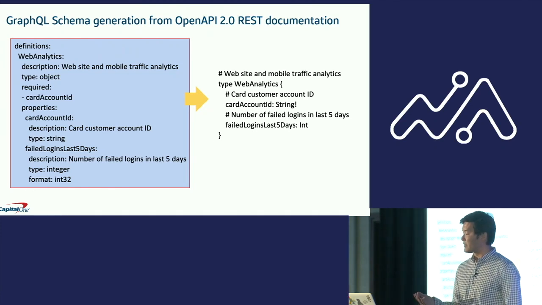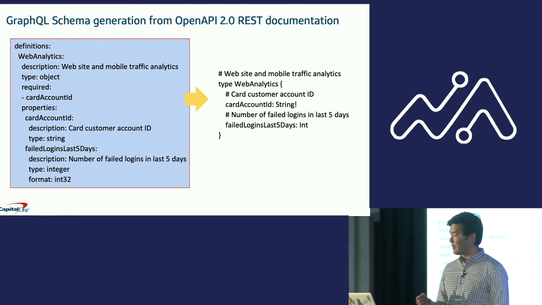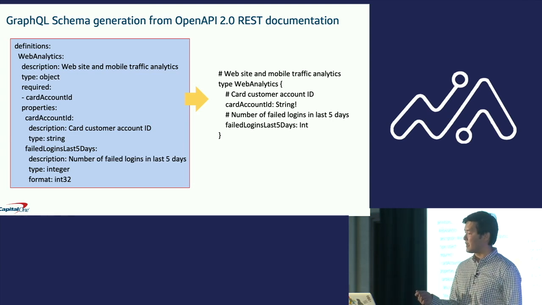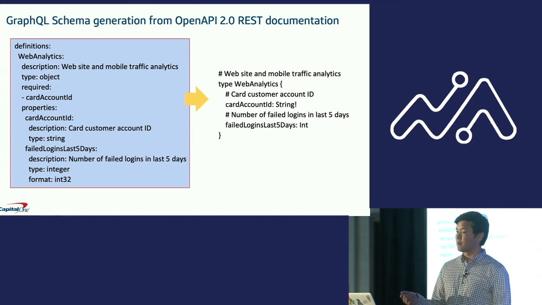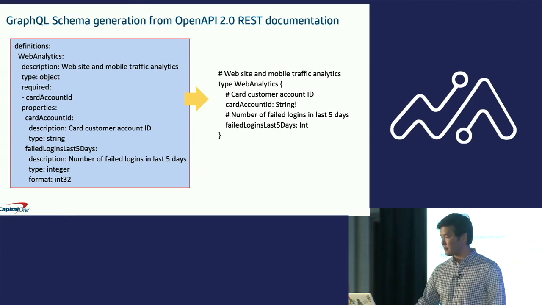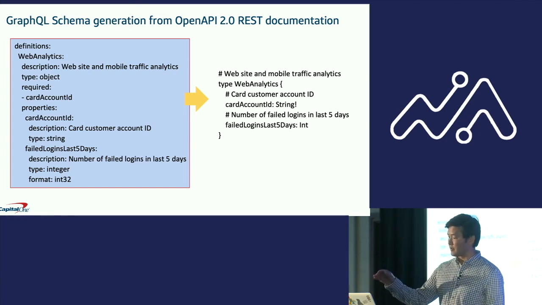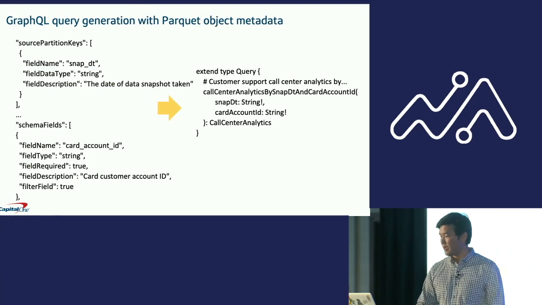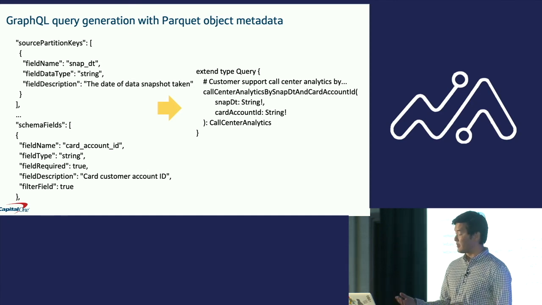Here's an example for a REST endpoint. At Capital One, we use the OpenAPI spec as the enterprise standard to register all of our REST endpoints. So we can take this specification and essentially do the same thing we just did with the Parquet. The output here is a type called Web Analytics with the fields, as well as the comments that have been derived from the REST documentation. And you can do the same thing with the query as well.